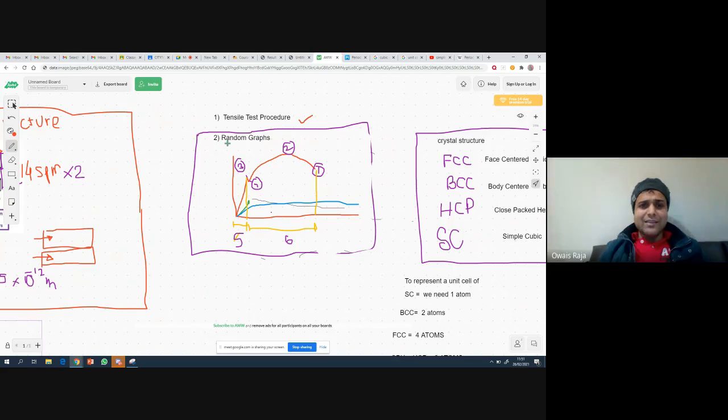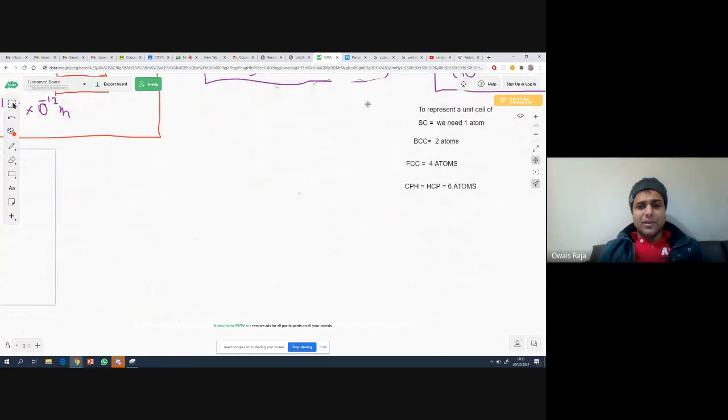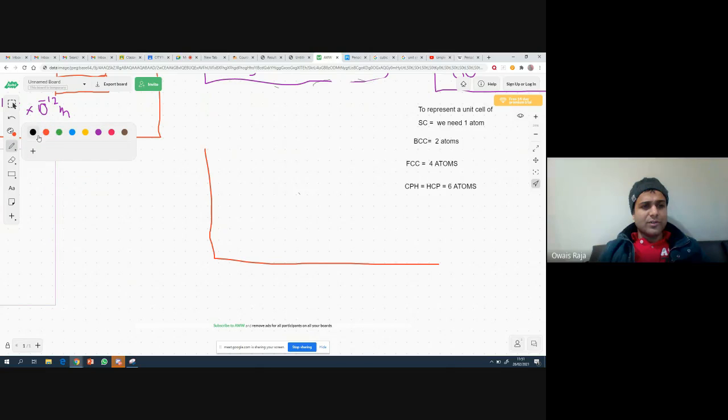Now the second thing is the random graph, or rather, I call it the generic graph. You need to explain the generic graph of the tensile testing. What I mean by that is, you just need to draw a graph, and on the graph you need to mention a few points. So let me just do one graph first.